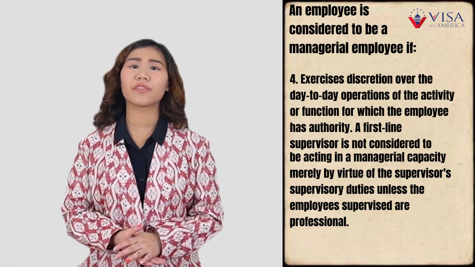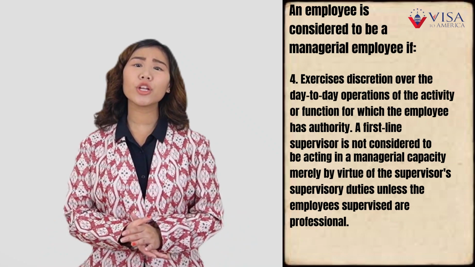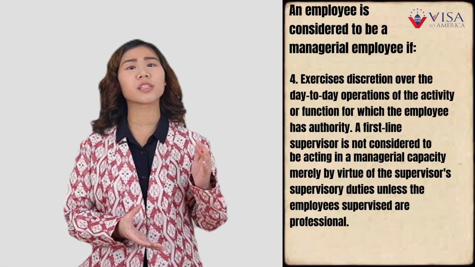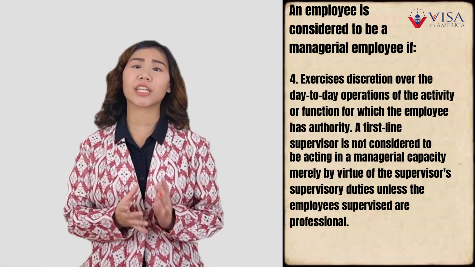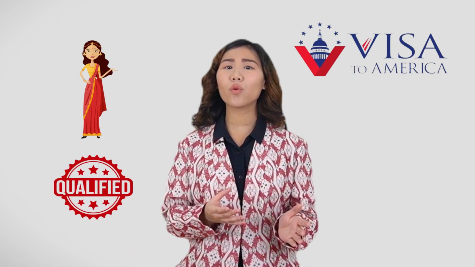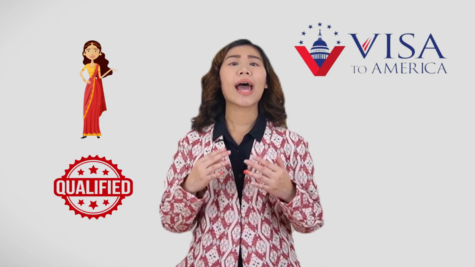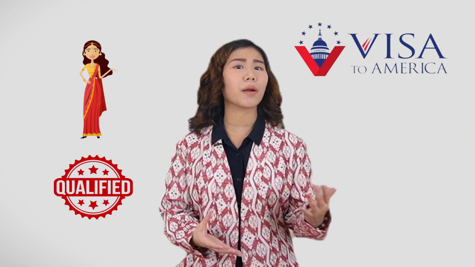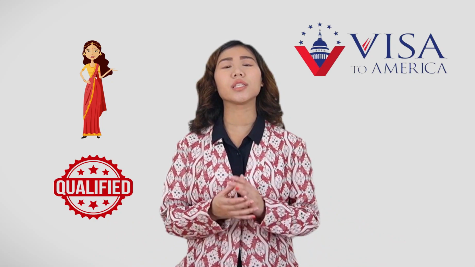A first-line supervisor is not considered to be acting in a managerial capacity merely by virtue of the supervisor's supervisory duties, unless the employees supervised are professionals. So based on this definition, Shaila, the general manager, qualifies for the L1 visa since she manages the whole organization, exercises discretion on a day-to-day operation, has the authority to hire and fire personnel, and supervises and controls the work of all those in the company.